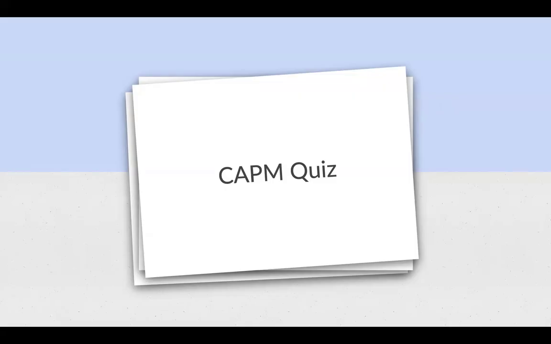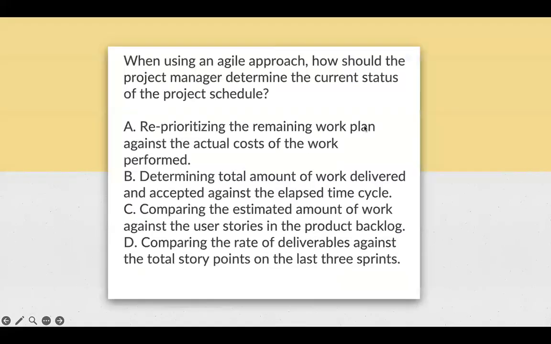Let's start with the CAPM quiz rapid fire part 3. So the first question is, when using an agile approach, how should the project manager determine the current status of the project schedule?